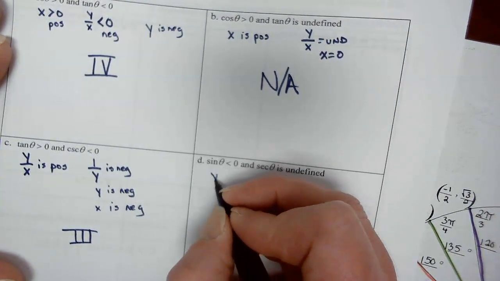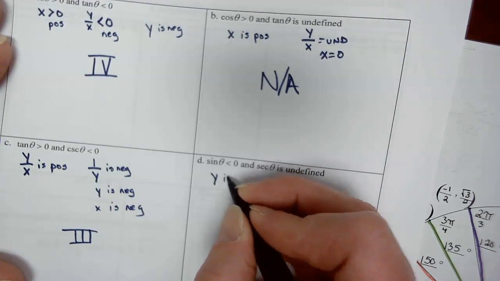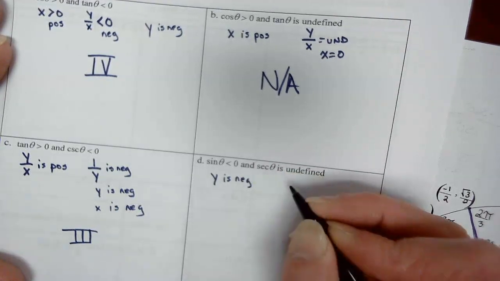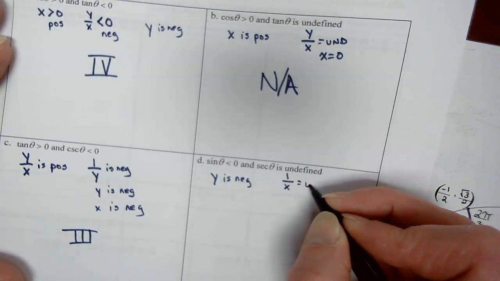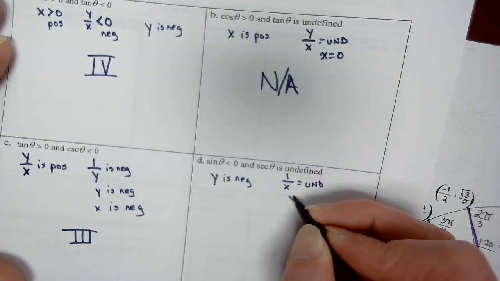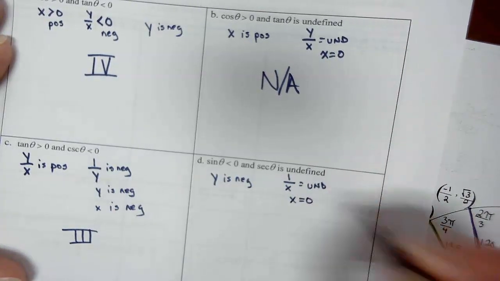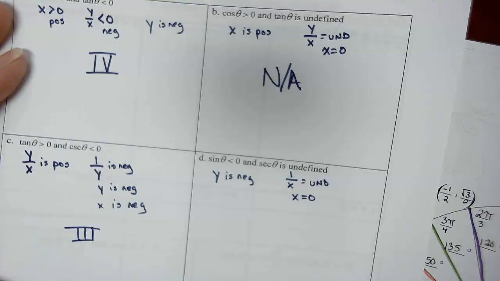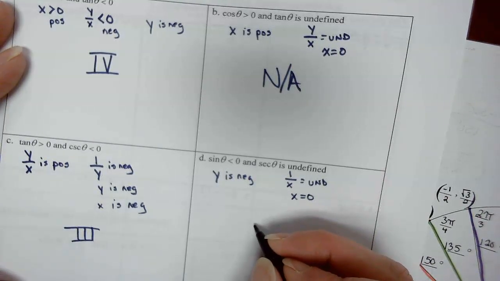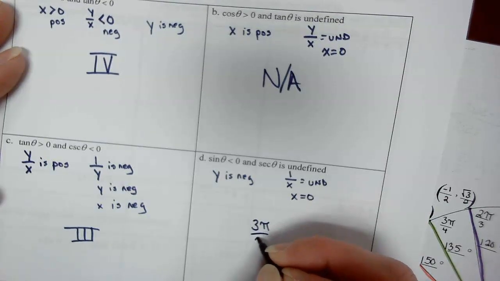Sine, that's y. Y is less than 0, that's negative. Secant is 1 over x is undefined. That means x is 0, because when you divide by 0, you get it undefined. So where do we have an x is 0 and a y that is negative? Well, that actually happens at only one spot. That happens at 3 pi over 2.